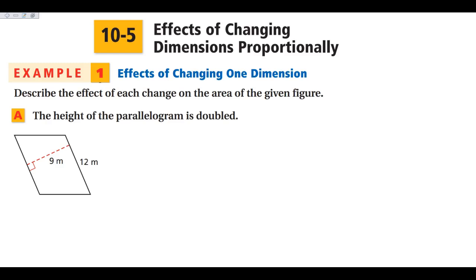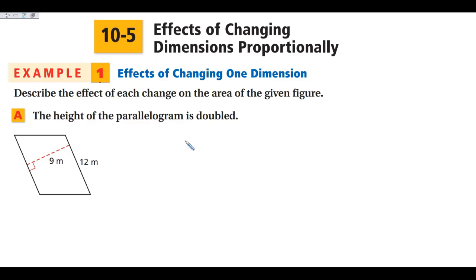Hey everyone, this is 10.5, which is effects of changing dimensions. So what we're going to be looking at today is what happens when we change the dimensions of our figures. All right, so when I look here, I want to know what happens to the area of the figure when I double the height of the parallelogram.